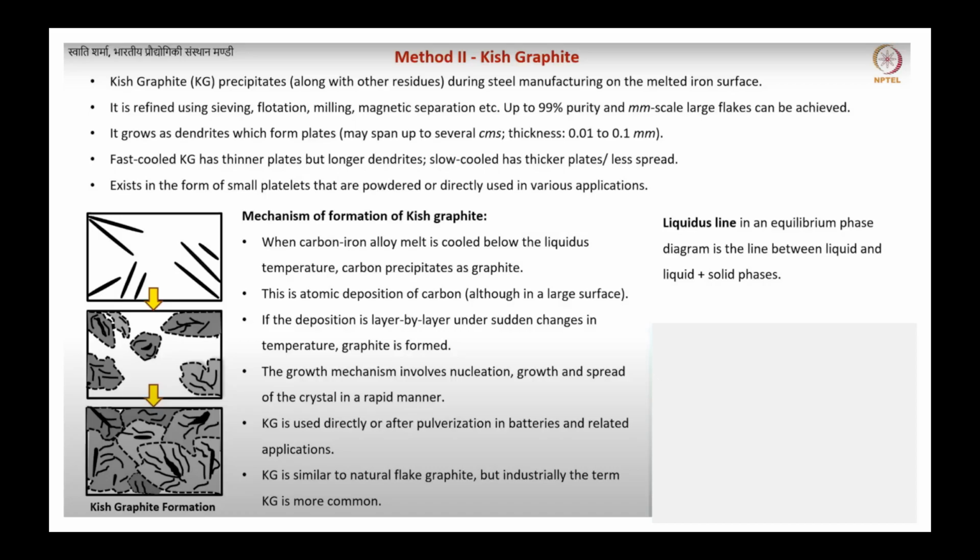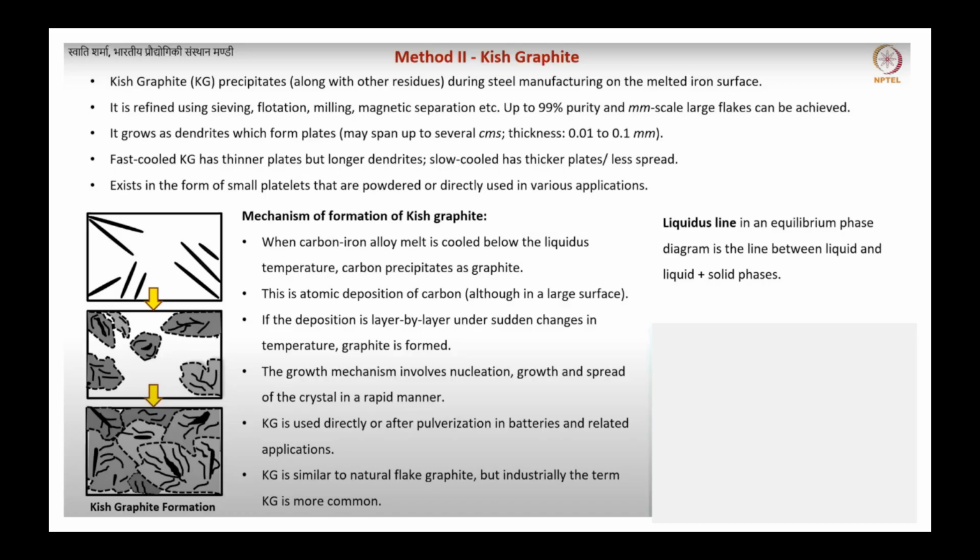It grows as dendrites which form plates, which may span up to several centimeters, and the thickness could be around 0.01 to 0.1 mm. Fast cooled Kish graphite has thinner plates. But actually, the longer dendrites and slow cooled have thicker plates and less spread. Now, they exist in the form of small platelets, and that powder is directly used in various kinds of applications.